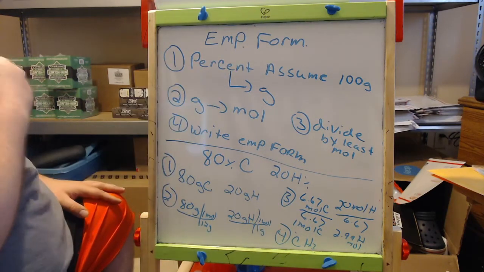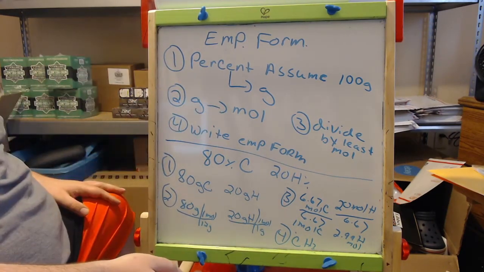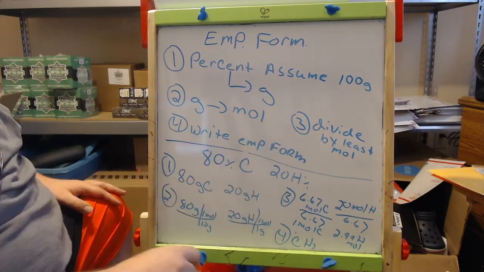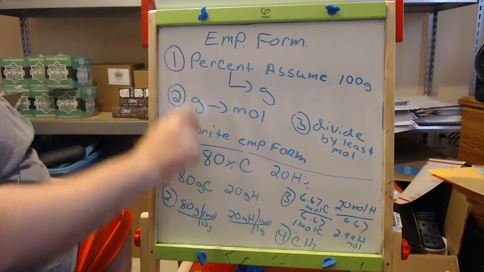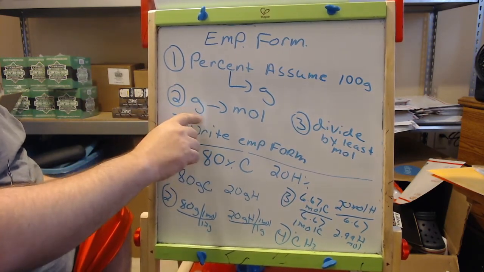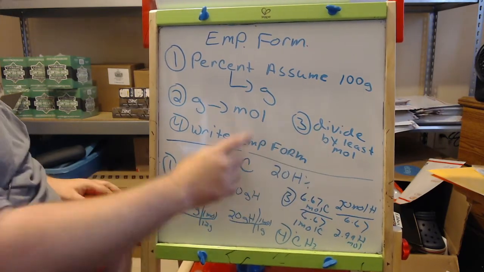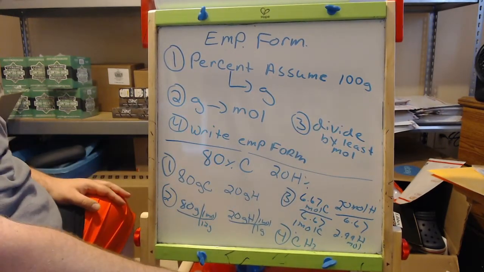So, now what if I was given moles to begin with? If you're given moles to begin with, you're already here. Divide by the least number of moles, write the empirical formula. What if I wasn't given percentage, I was given grams? Then you're on step two already. Write your grams, convert it to moles, then divide by the least number of moles, and write your empirical formula.